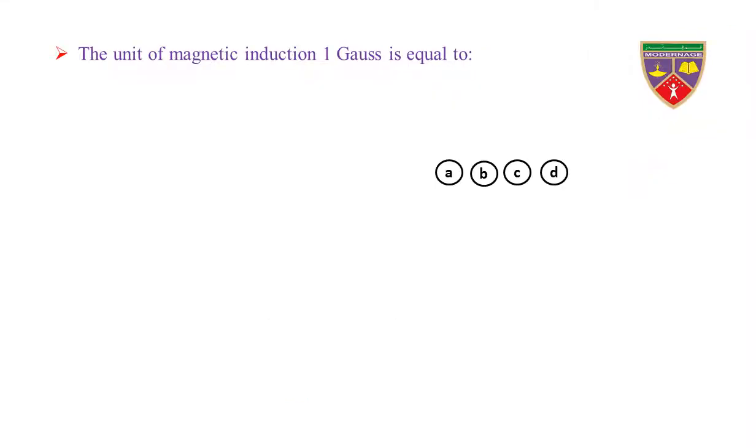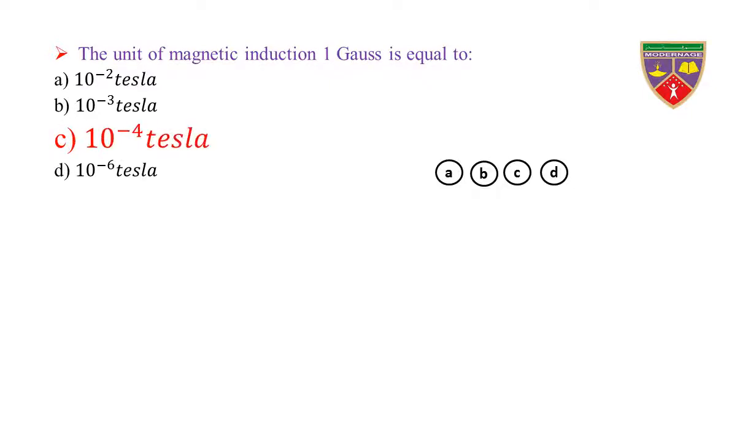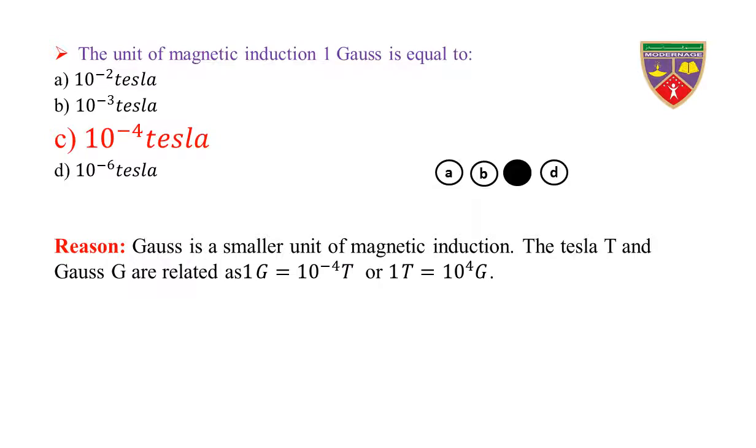The unit of magnetic induction 1 Gauss is equal to: option A, 10 power minus 2 Tesla; option B, 10 power minus 3 Tesla; option C, 10 power minus 4 Tesla; option D, 10 power minus 6 Tesla. The key is 10 power minus 4 Tesla. Therefore, the correct option is C. Reason: Gauss is a smaller unit of magnetic induction.